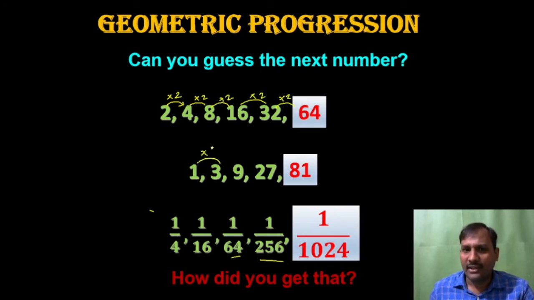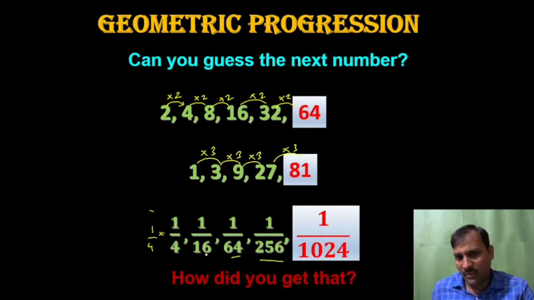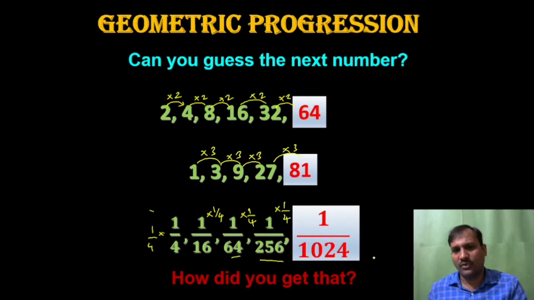And here, you have multiplied by 3. Each number is multiplied by 3 to get the next number. So here, what about this? 1 by 4. The denominator is multiplied by 4. That is 1 by 4 into 1 by 4, that is 1 by 16. 1 by 16 into 1 by 4, 1 by 64. 1 by 64 into 1 by 4, 1 by 256. So to guess the next number, we have to multiply this last number with 1 by 4. So 256 into 4 is 1024.